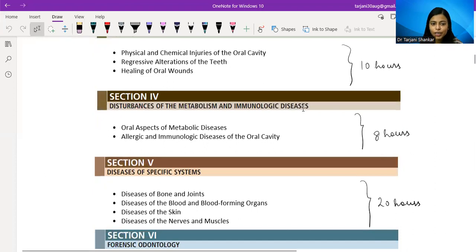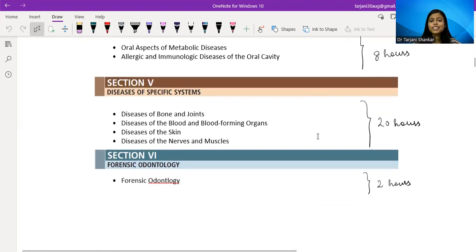Coming to the next topic, we have disturbances of metabolism and immunological diseases. It will have oral aspects of metabolic disease, how our oral cavity can reflect what metabolic diseases are present in the human body. And then we'll have allergic and immunological diseases of the oral cavity. These both will combine to 8 hours.